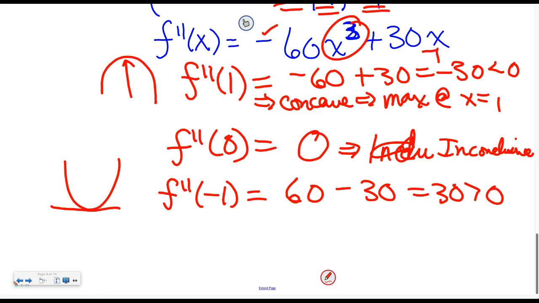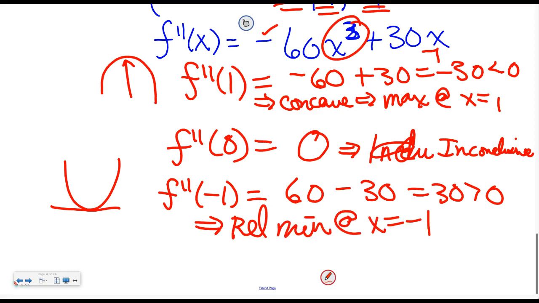How do I know it's a turning point, or a possible turning point? How do I know that? Because it was a critical value. They're all possible turning points. But this one then, that would imply that I have a relative min at x equals negative 1.